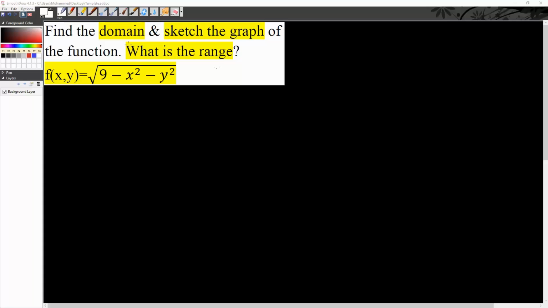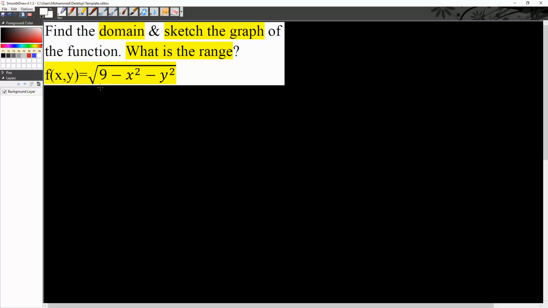Okay, in this question we want to find the domain, we want to sketch the graph of the function, and we want to know what is the range for f(x, y) is equal to the square root of 9 minus x squared minus y squared. So let's get started and get the domain.